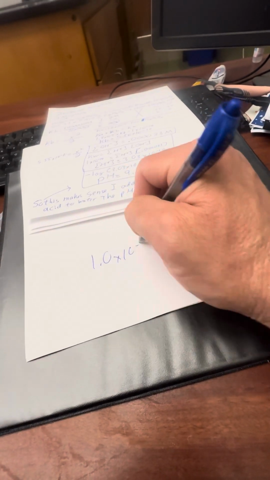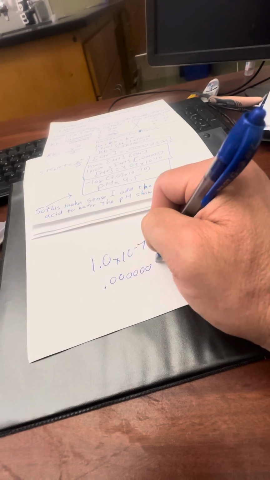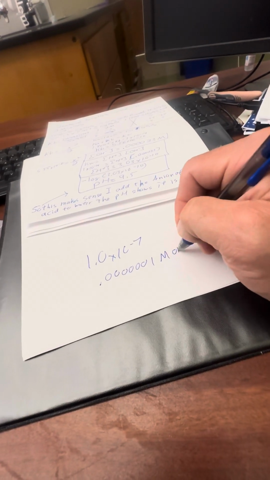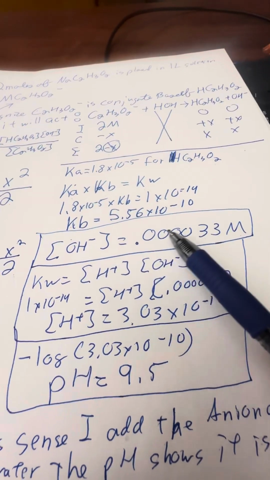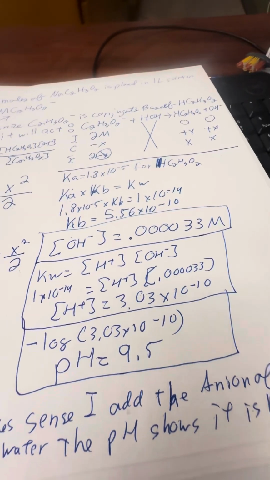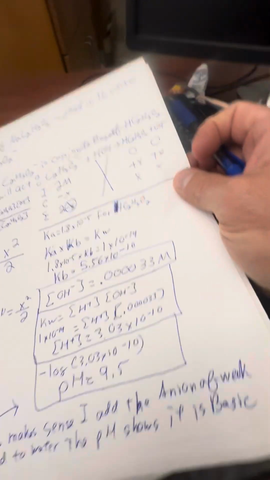Okay. Now, if you remember once again, in normal water, it's 1.0 times 10 to the negative 7 molar hydroxide. That's what's normally in water. Now we've got 3.3 times 10 to the negative 5. So you can see the hydroxide ion concentration is significantly higher. And we come on down.